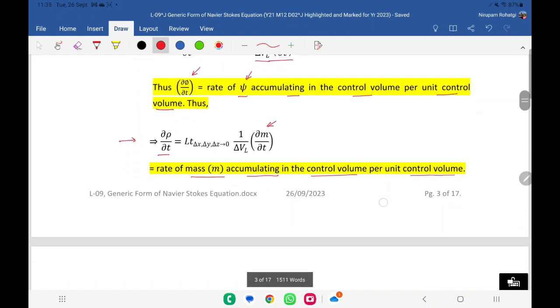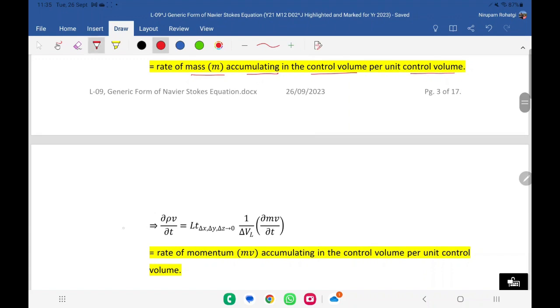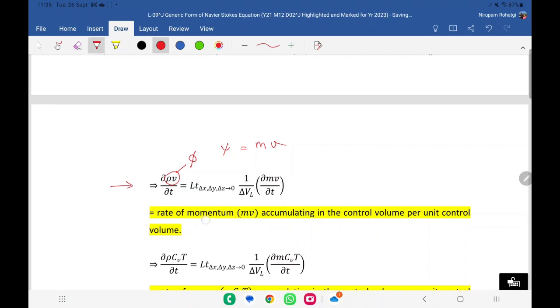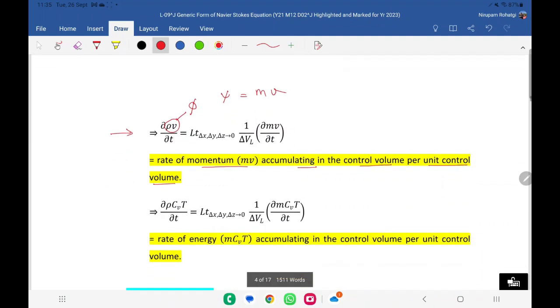Okay. Now if you have this rho v, so this is your phi, so psi will be equal to mv. So this tells you the rate of momentum mv accumulating in the control volume per unit control volume. At what rate it is accumulating inside.